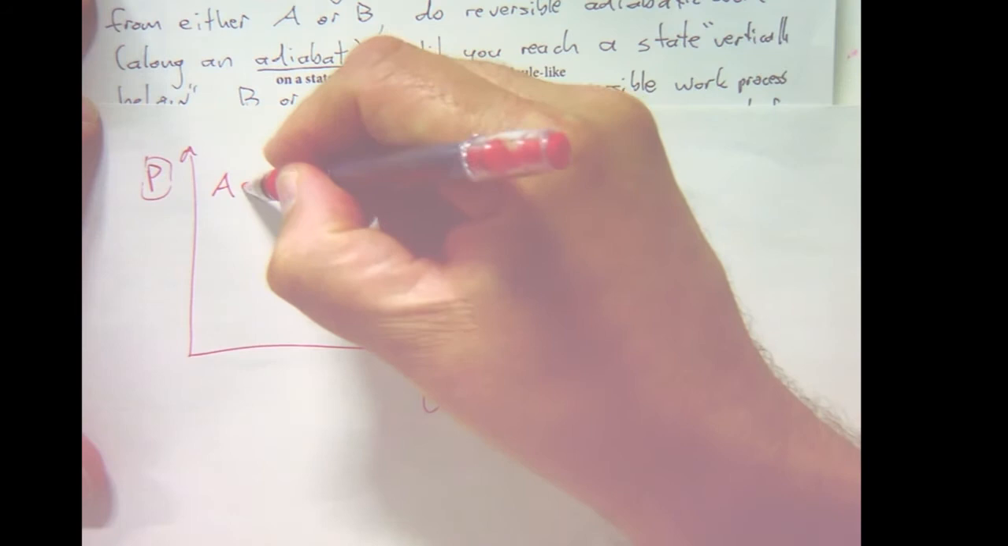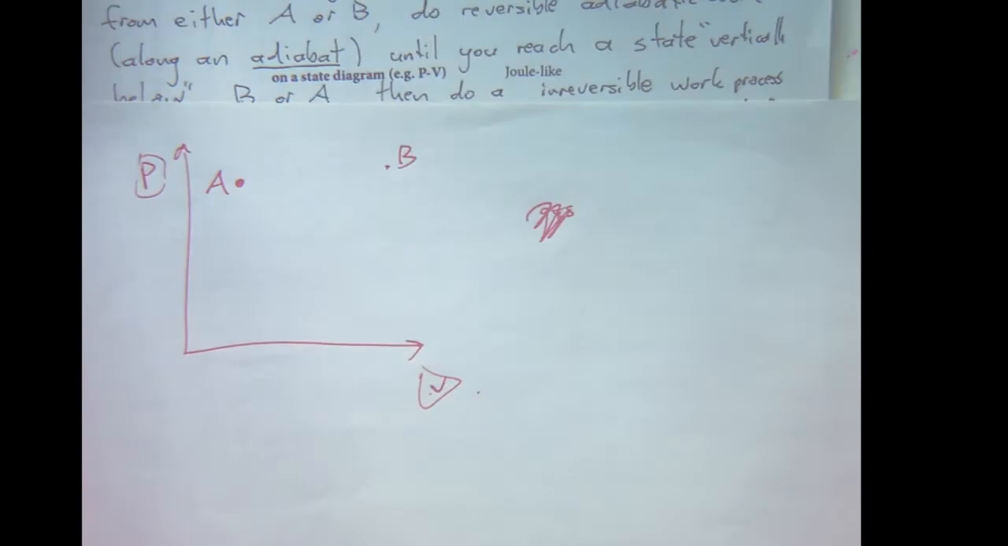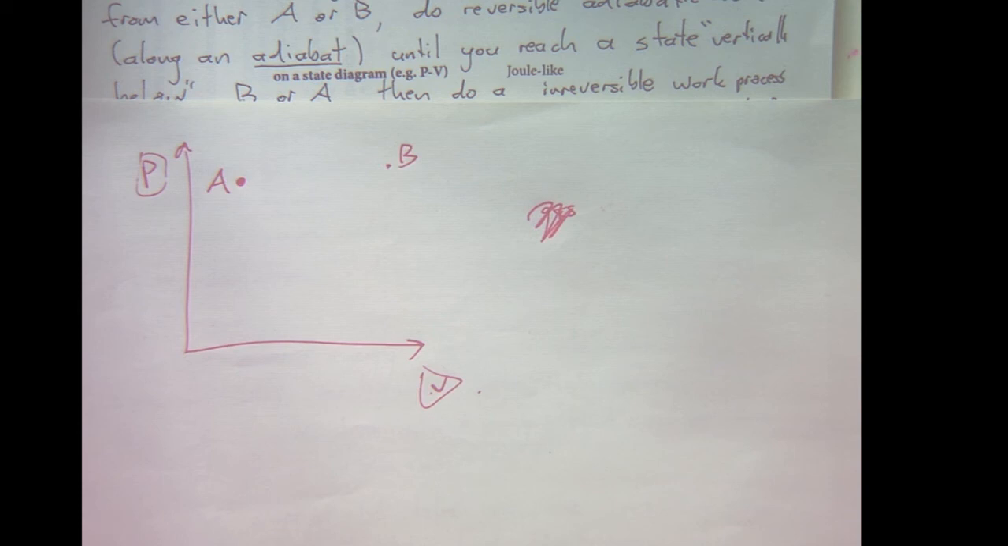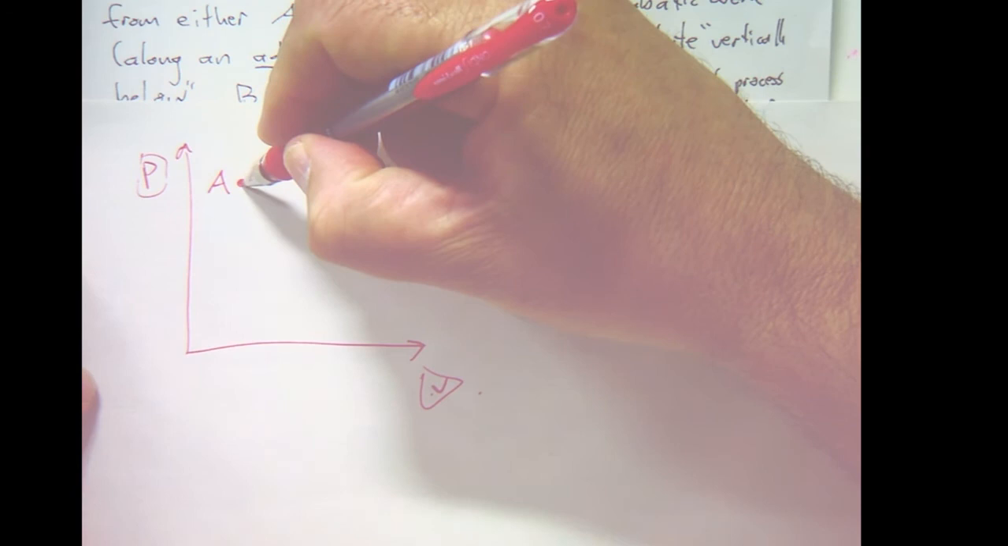Put the substance inside a thermos flask or an insulating apparatus. Do work on it. So this is an adiabatic process. It's a special process, adiabatic, and do it extremely slowly, so it's quasi-static. So we can draw the process, and let's say it goes something like this.